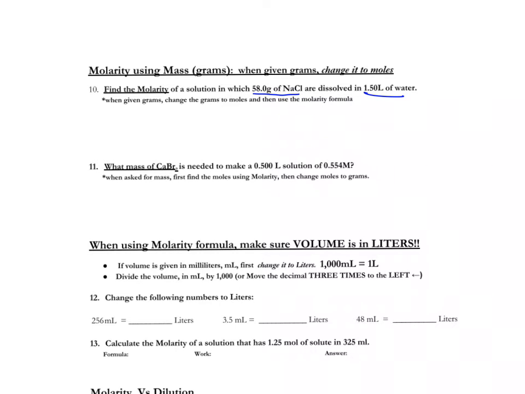So liters is a unit of volume, so this is L in my molarity equation. And grams, that's measuring mass in grams. Unfortunately, there's no G in this equation. So when given grams, I need to convert grams to moles first and then plug moles into this equation to find molarity. So what I'm trying to solve for is molarity, but in order to get to molarity, I've got to solve for moles first. So I'm going to take what's given here, my 58 grams of NaCl.